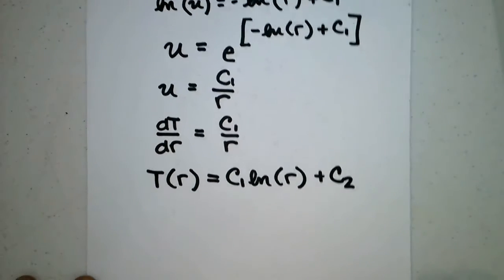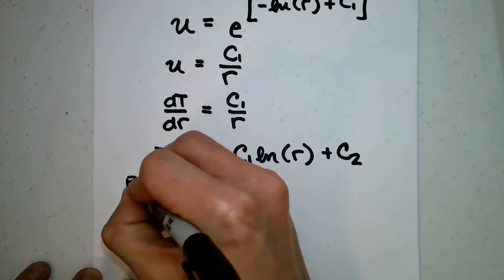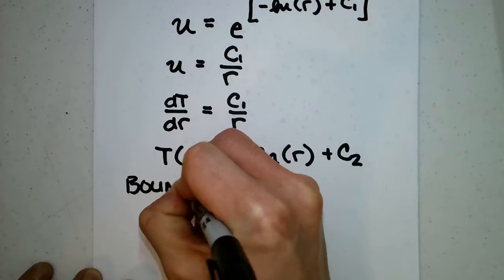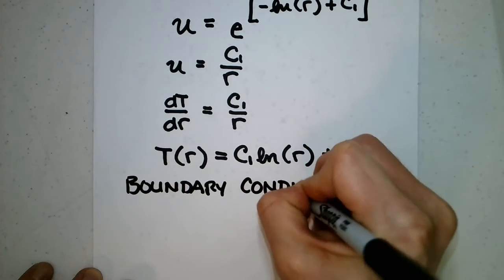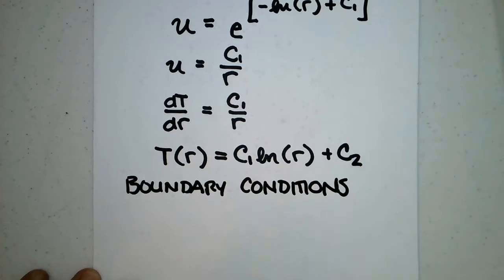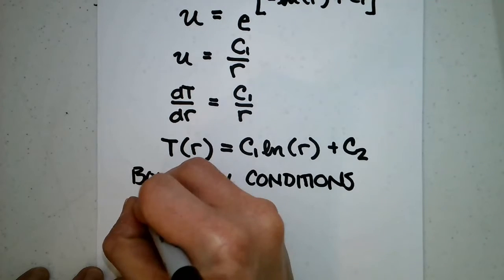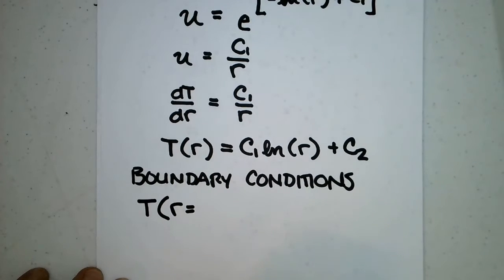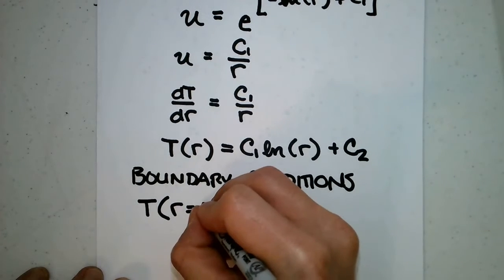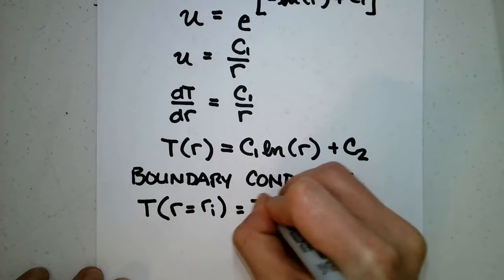All right, so boundary conditions. Let's apply two appropriate boundary conditions to this problem. One is going to be our boundary condition: T at R equals, let's say, R sub I, that's what we call this, equals the steam temperature.